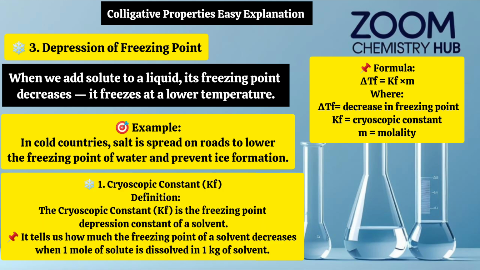And what is the cryoscopic constant? The cryoscopic constant is denoted by Kf, and it is the freezing point depression constant of the solvent. It tells us how much the freezing point of a solvent decreases when 1 mole of solute is dissolved in 1 kilogram of the solvent. That's why it appears in the formula del Tf is equal to Kf into m. Cryo means cold or freezing, so Kf is the freezing related constant.